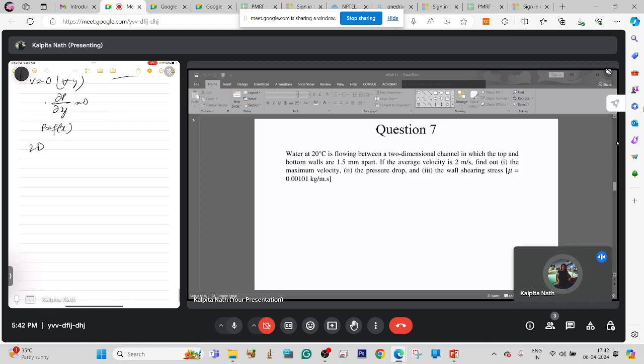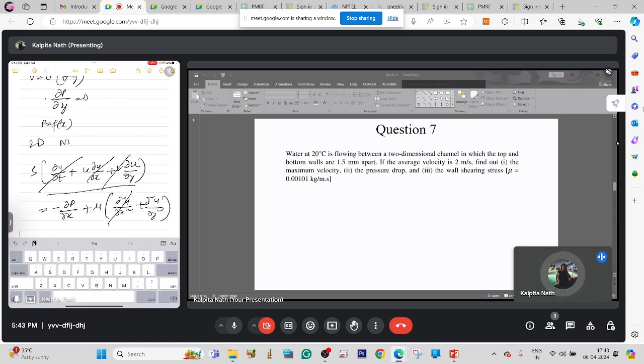Now, if we write the 2D Navier-Stokes equation in the x direction, that means the x momentum: del u del t plus u del u del x plus v del u del y is equal to minus del p del x plus mu times (del square u del x square plus del square u del y square). From here, del u del t is 0 for steady flow, and for fully developed flow del u del x is 0, and v is equal to 0. So this whole left hand side cancels out. On the right hand side, del square u del x square will also be 0. So only these two come into picture.